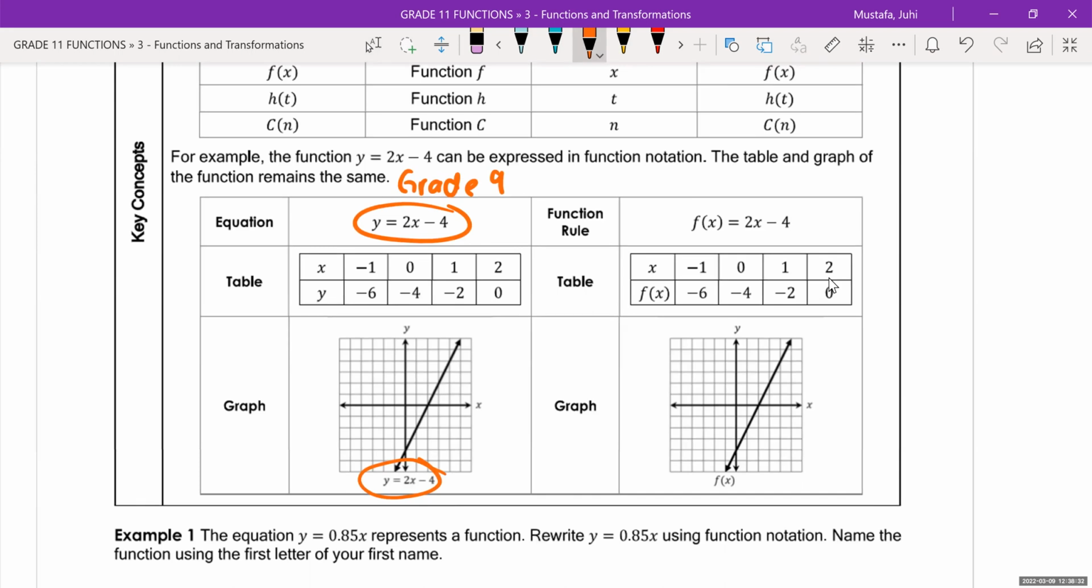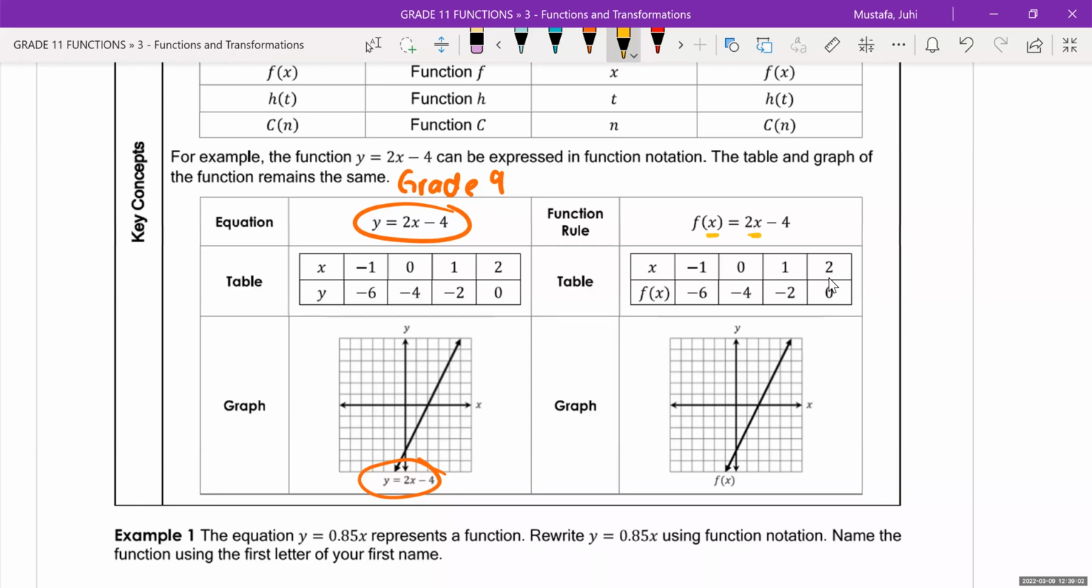Now, in grade 11, what's changing is we're using function notation. So instead of the letter y, whatever you have for your dependent variable, you're going to now replace that with function notation. So where I had my y before, now it is f of x is equal to 2x minus 4. Whatever letter you put inside the bracket, make sure that letter is found in your actual equation, or else it won't make sense.